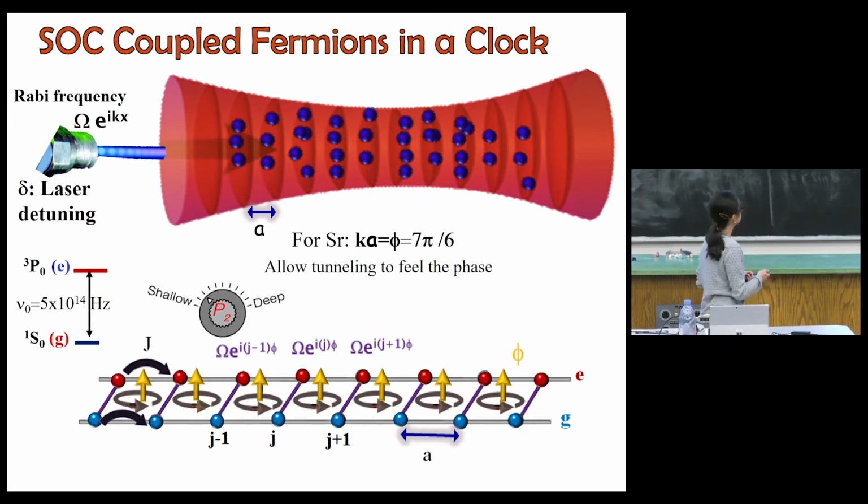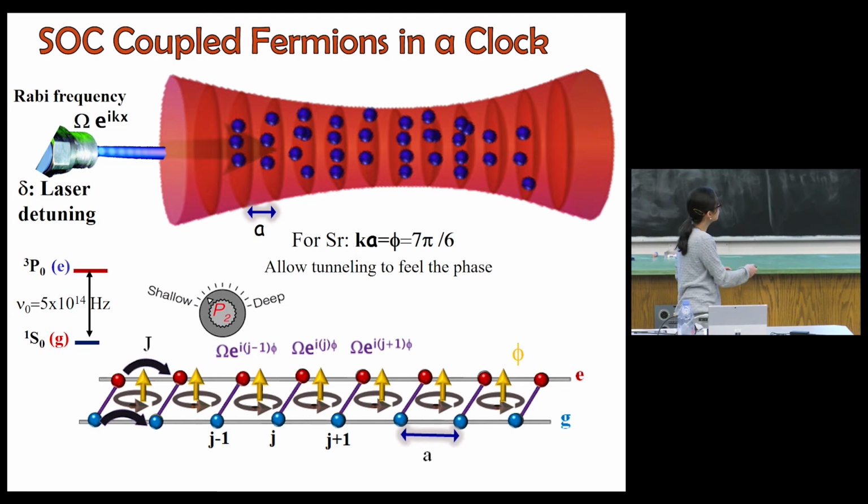So what is the idea? Imagine that I have my atoms, and the atoms have two internal states, the ground and the excited state. When the atom absorbs a photon from the laser, it goes from the ground to the excited state.